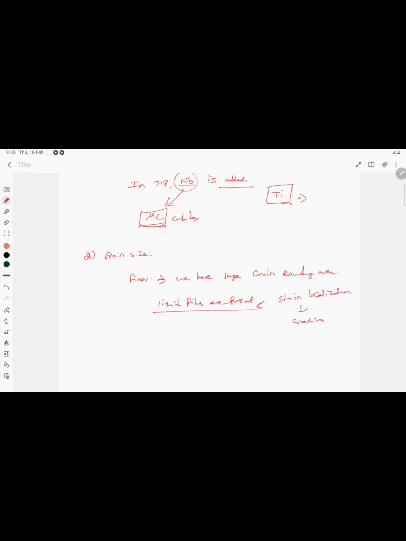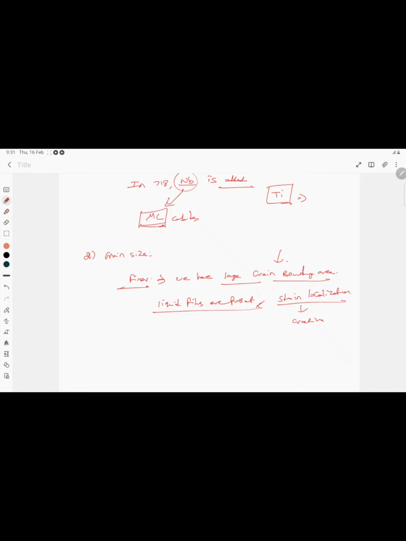So it is generally recommended to carry out welding in such a way that it has fine grains, since fine grains will have a larger grain boundary area. If a larger grain boundary area is present, even if there is little liquid in the grain boundary area, this will prevent strain localization, which in turn prevents the formation of the crack.